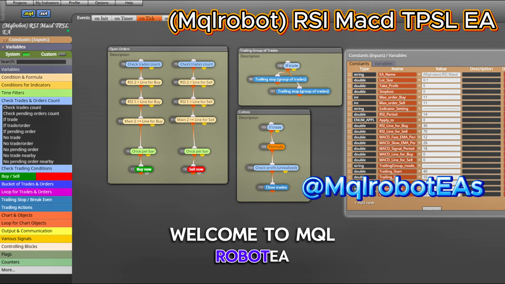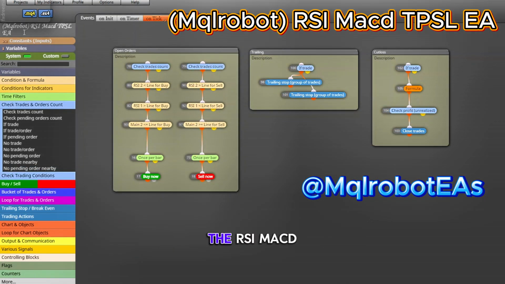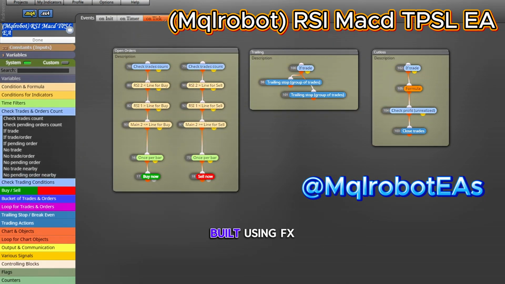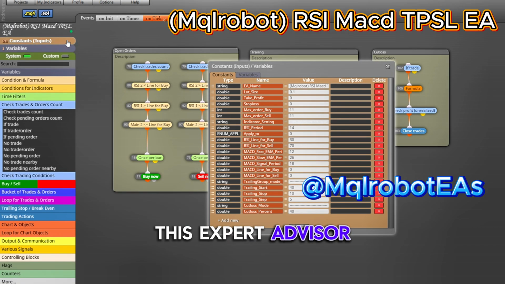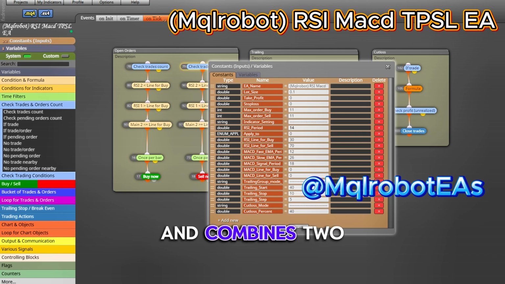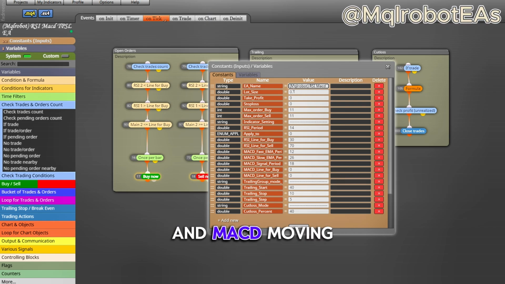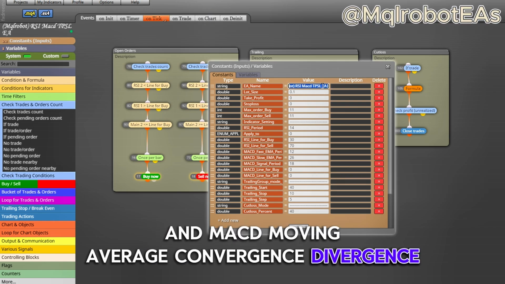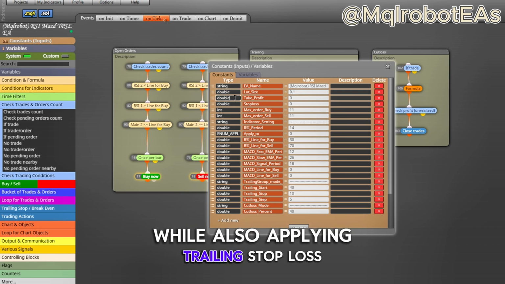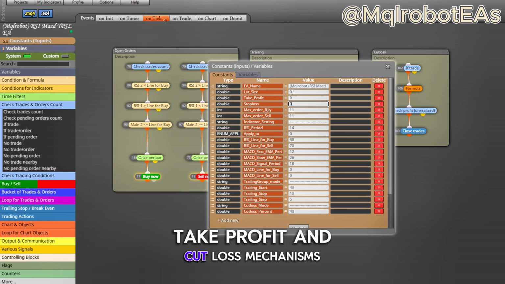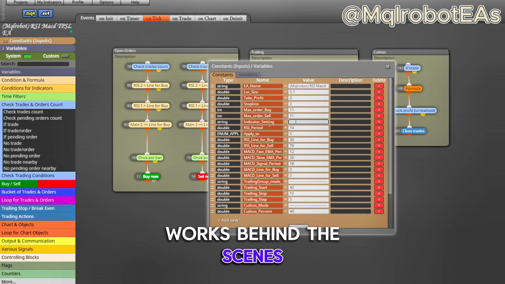Welcome to Mqlrobot EAS. In this video, we're introducing the logic structure of the RSI MACD TPSL EA, built using FXdreema, no manual coding required. This expert advisor is designed for MetaTrader 4 and combines two classic indicators, RSI, Relative Strength Index, and MACD, Moving Average Convergence Divergence, to generate strategic buy and sell signals, while also applying trailing stop loss, take profit, and cut loss mechanisms. Let's walk through how this EA works behind the scenes.